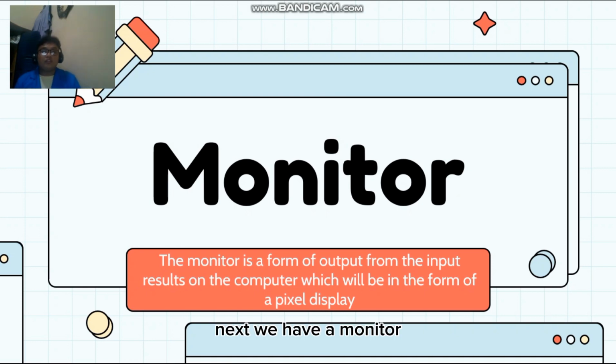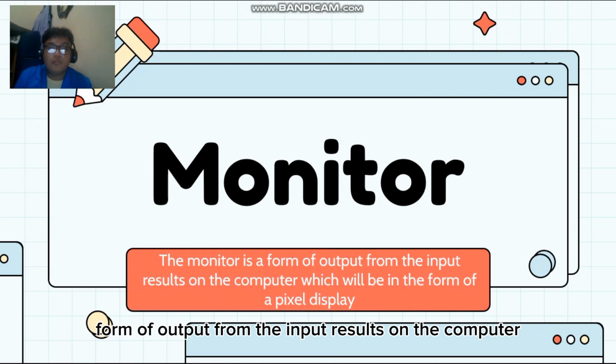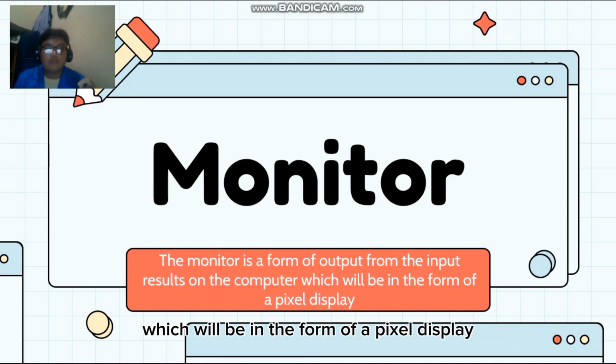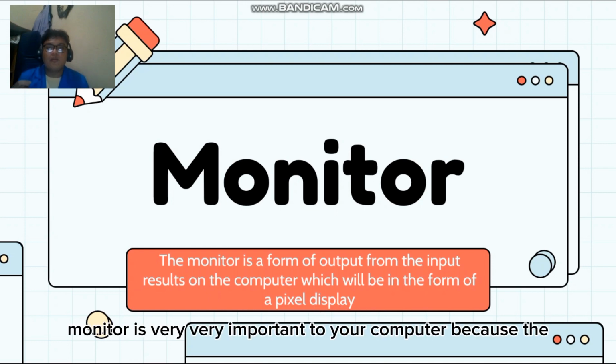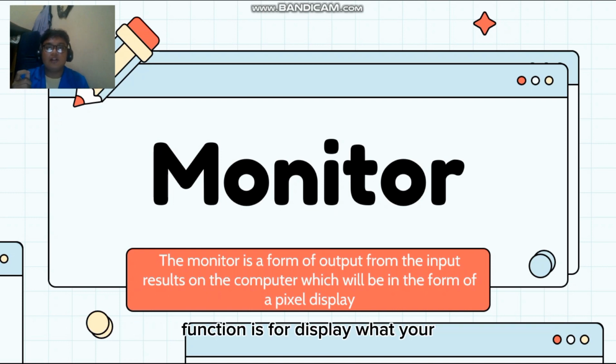Next, we have a monitor. What is a monitor? The monitor is a form of output from the input results on the computer, which will be in the form of a pixel display. So, simply, the monitor is very important to your computer because its function is to display what you do on your computer.